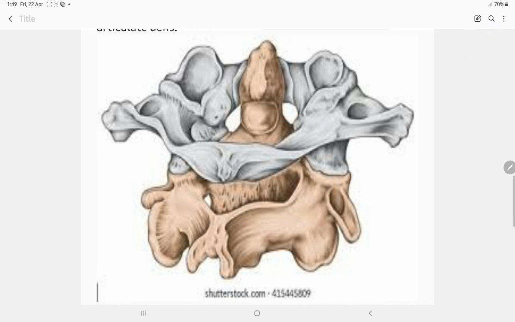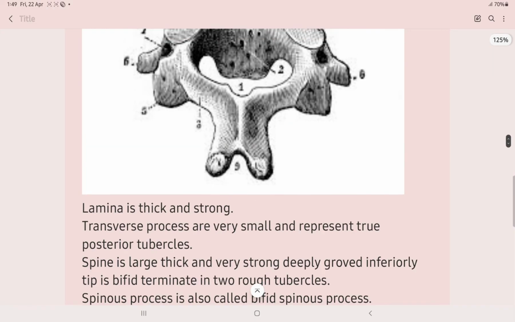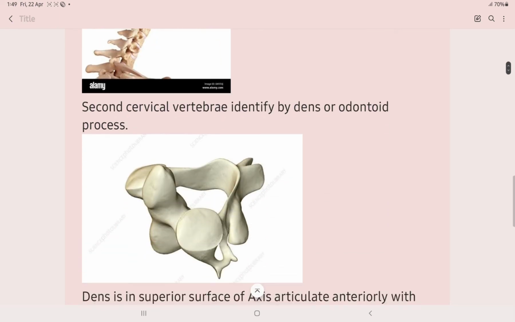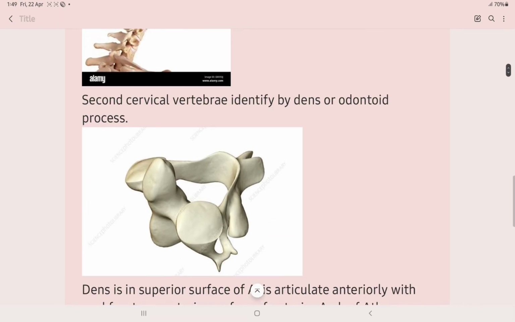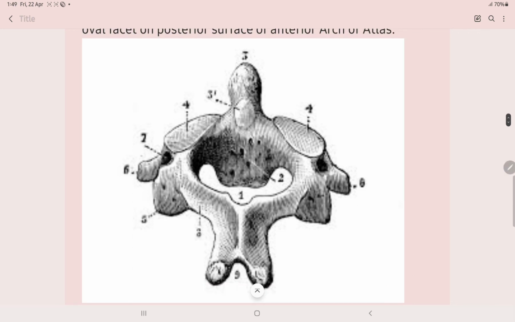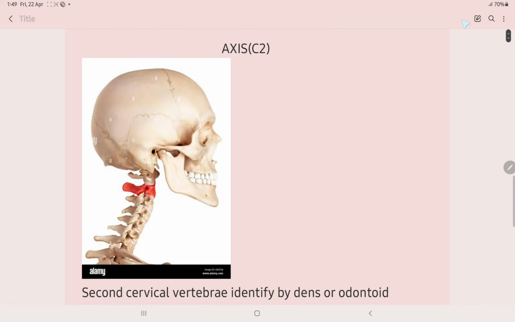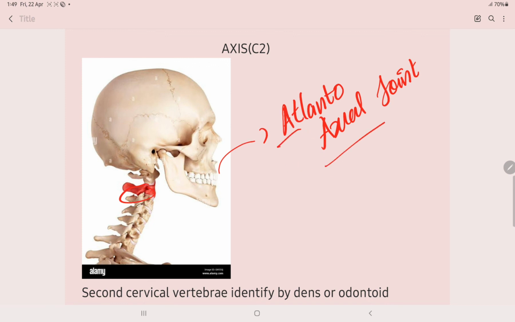Okay, I hope you have understood. These are the main topics of the axis. The most important part of the axis is the presence of the dens and the bifid spinous processes, which the atlas doesn't have. And I have already told you that the joint between atlas and axis is called the atlantoaxial joint. Don't forget the joint between the axis and atlas, with an intervertebral disc between them.